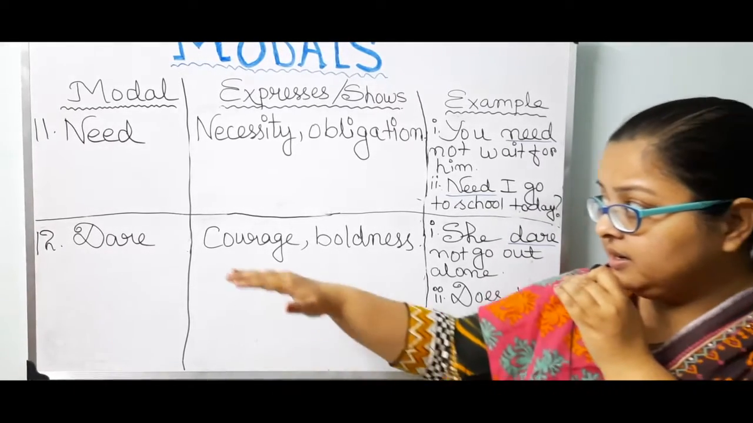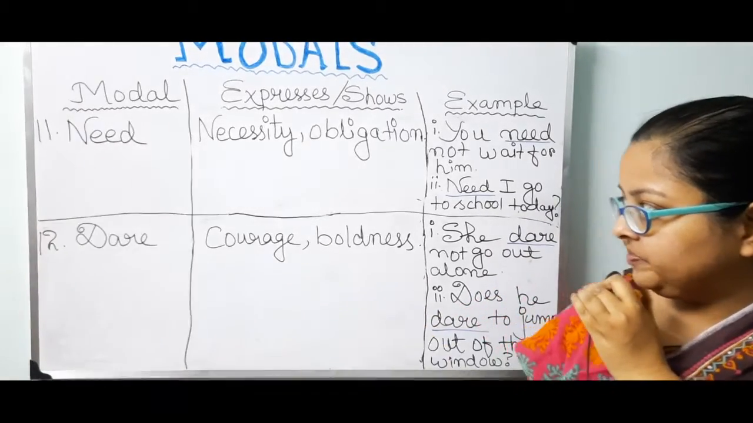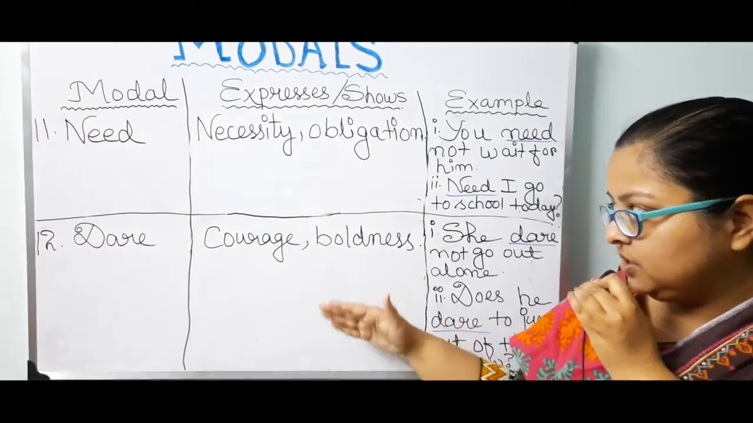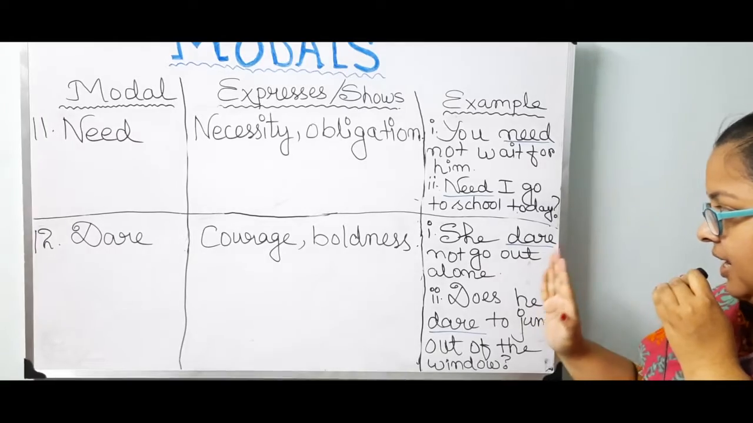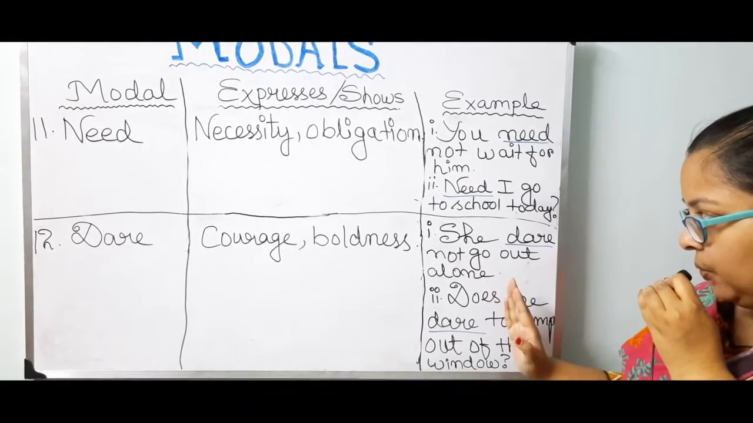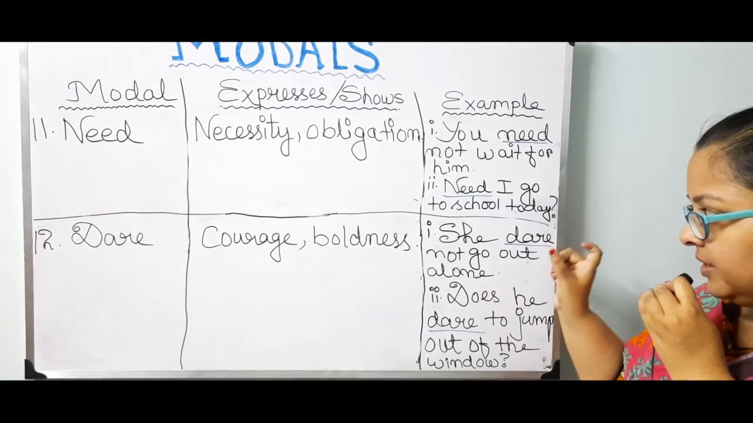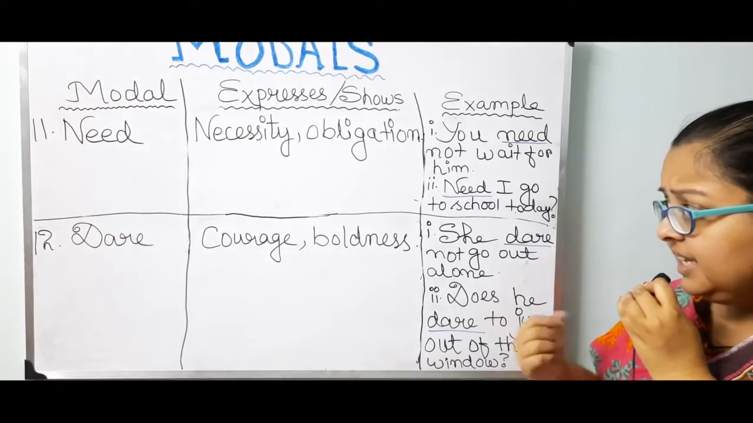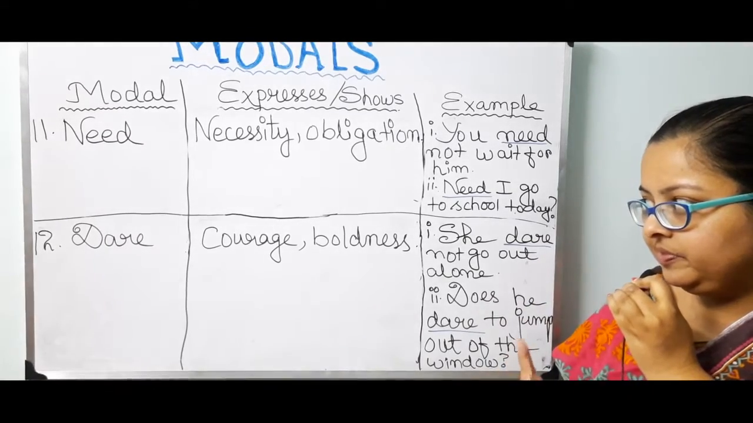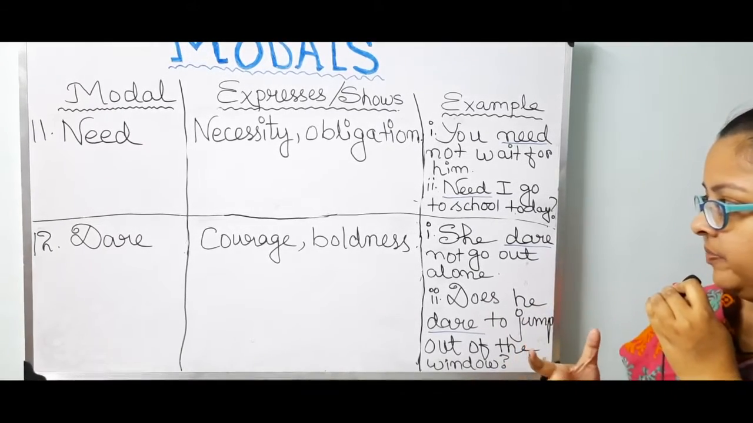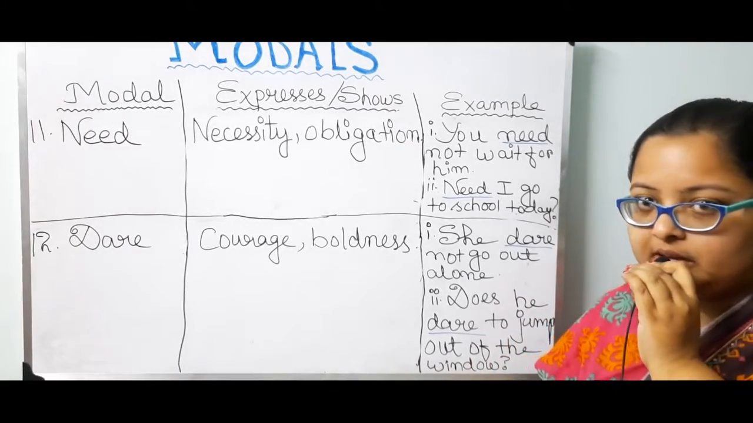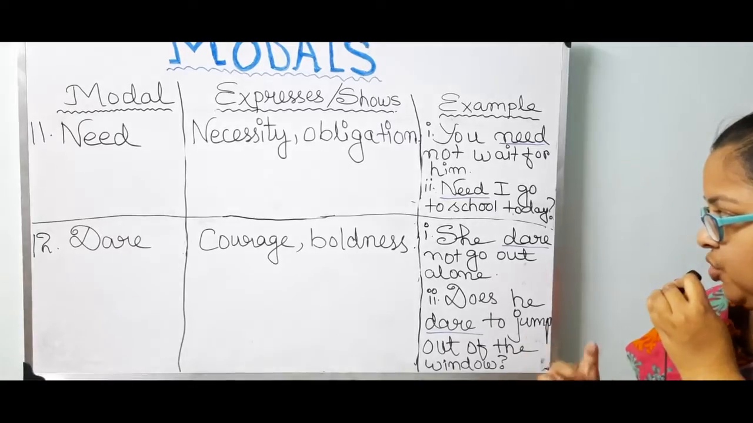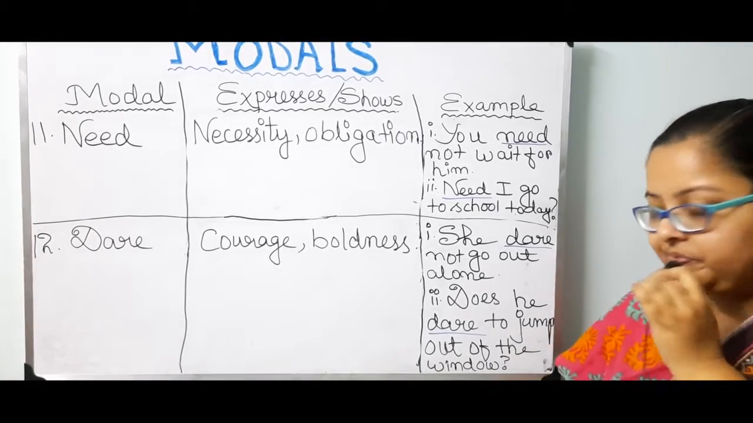Next, number 12, dare, which expresses courage, boldness. Now, number 1, she dare not go out alone. So, over here, dare is expressing whether or what she should do. Understood? What she should do.